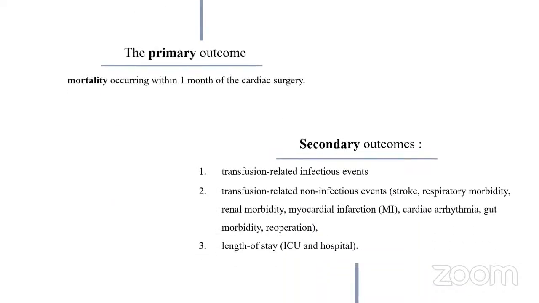Their primary outcome was mortality occurring within 1 month of the cardiac surgery. Regarding the secondary outcomes, they included transfusion-related infectious events and transfusion-related non-infectious events, including stroke, respiratory morbidity, renal morbidity, myocardial infarction, cardiac arrhythmias, gut morbidity, as well as reoperation. And finally, the length of stay, including both the ICU and hospital stay.